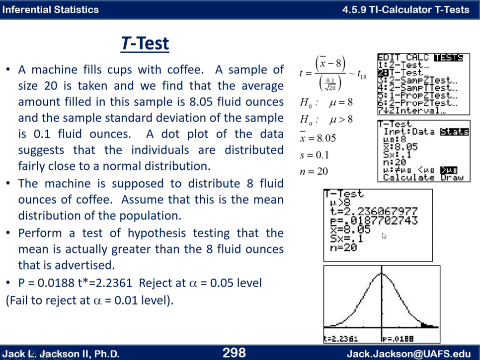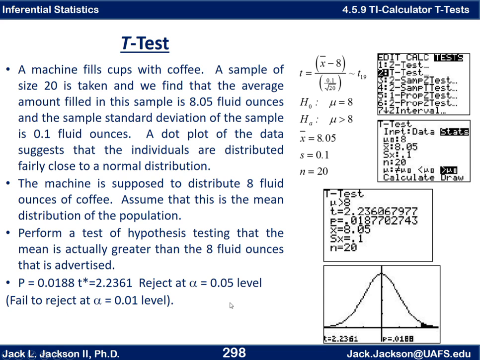If I hit Calculate, I get this screen. If I hit Draw, I get this screen. Both screens give me the T value, the T star value, and the P value. We'd already computed that T star. The P value there is the P value of the test. And then it summarizes X bar, S, and N as well.